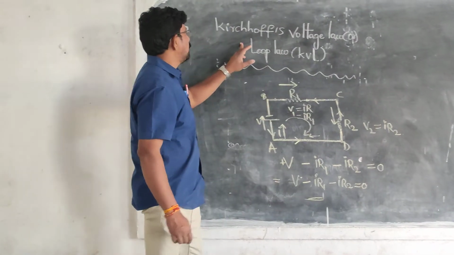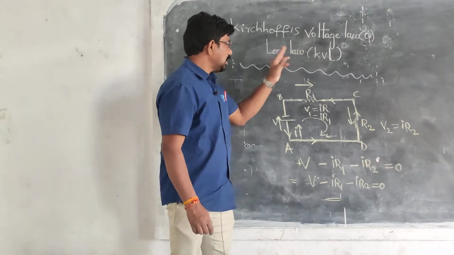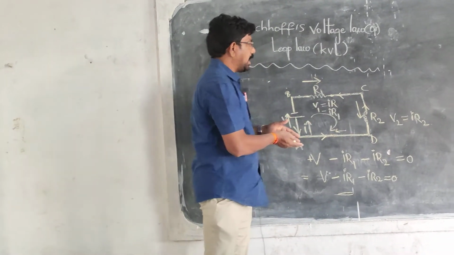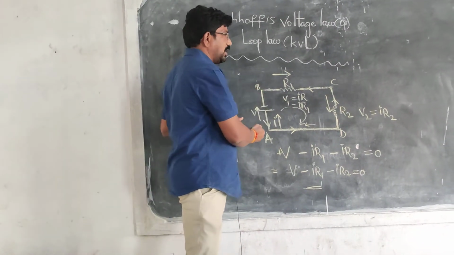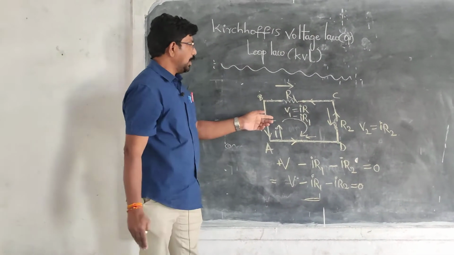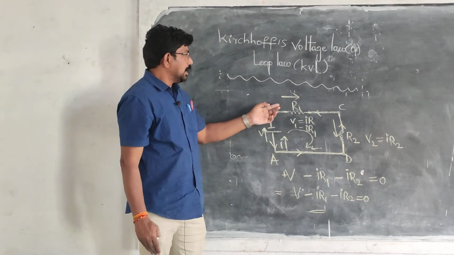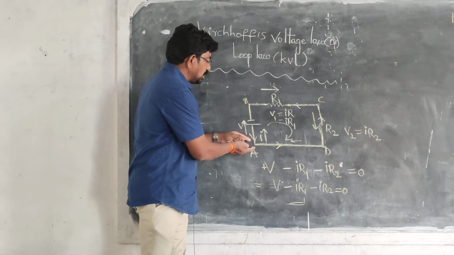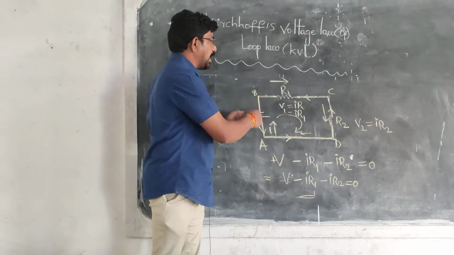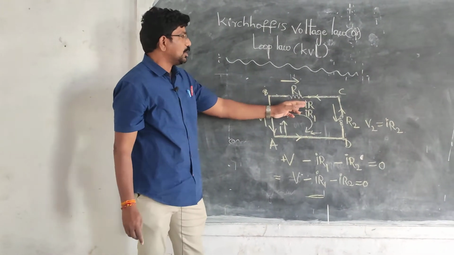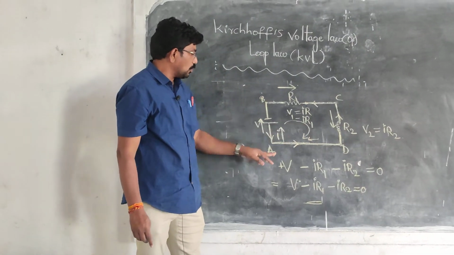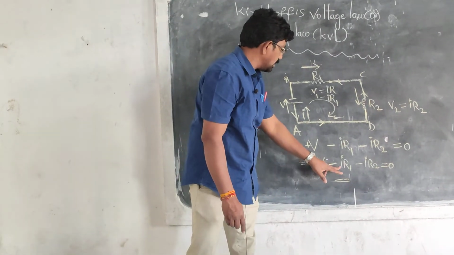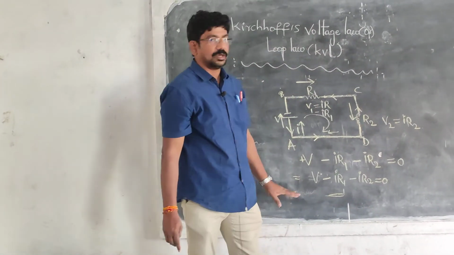This is Kirchhoff's voltage law or loop law. Very simple. You can move in the clockwise or anti-clockwise direction in the given closed loop. If the direction of the current is opposite to your clockwise or anti-clockwise direction, you give a negative sign. Otherwise, if they are in the same direction, you give a positive sign. So the sum of voltages of various components in a closed loop, V minus IR1 minus IR2, is equal to 0.